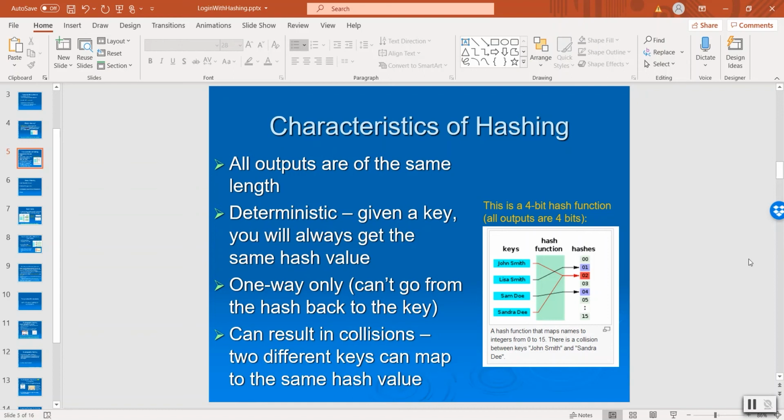And this was a 4-bit hash function, as you can see. So here were the possible combinations: 00, 01, 02, 03, 04, 05, and multiple different names. John Smith and Sandra D both produced a 02. So you can have collisions.